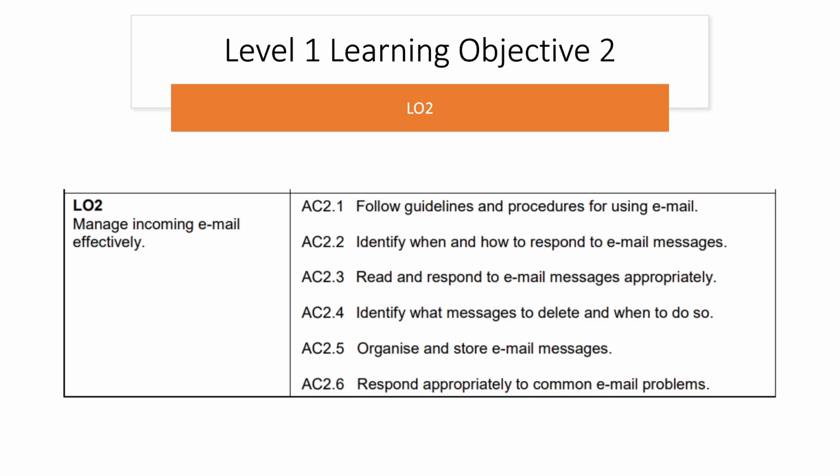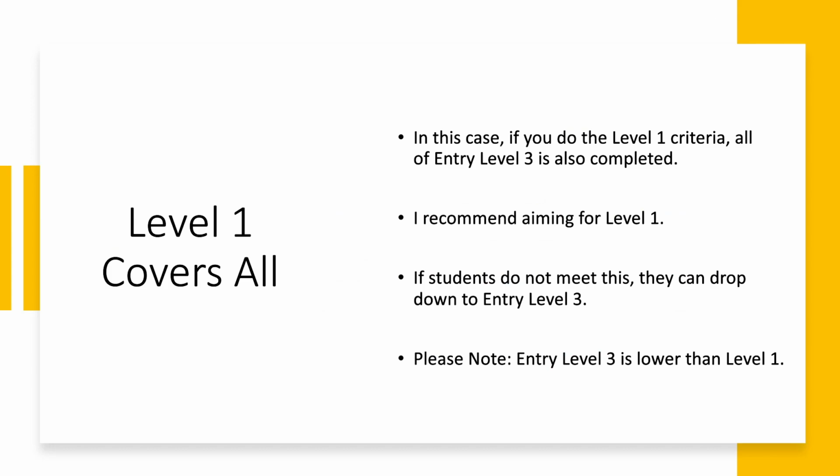Just to give you an overview of what the differences might be. Level 1, as I've said, covers everything. Entry level 3 is slightly below level 1. As a result, level 1 actually covers everything in entry level 3 and more. So if you do the level 1 criteria, all the entry level 3 is also completed. I recommend aiming for level 1 because that gives your students something to strive towards. However, if the students do not meet this criteria, they can drop down to entry level 3.